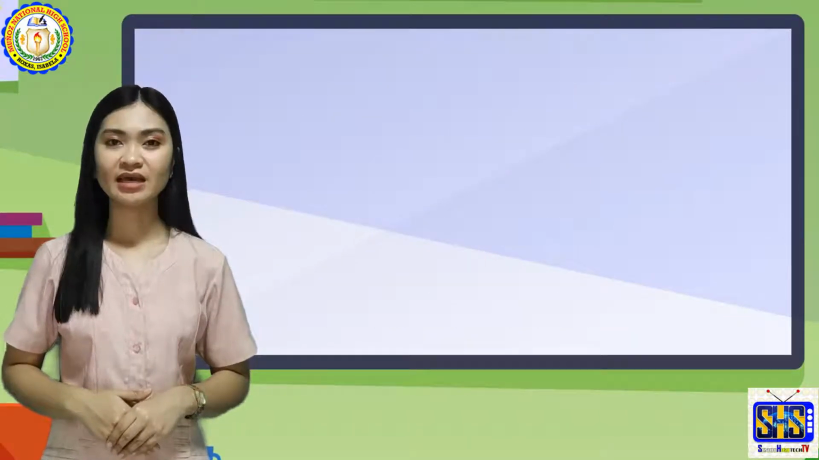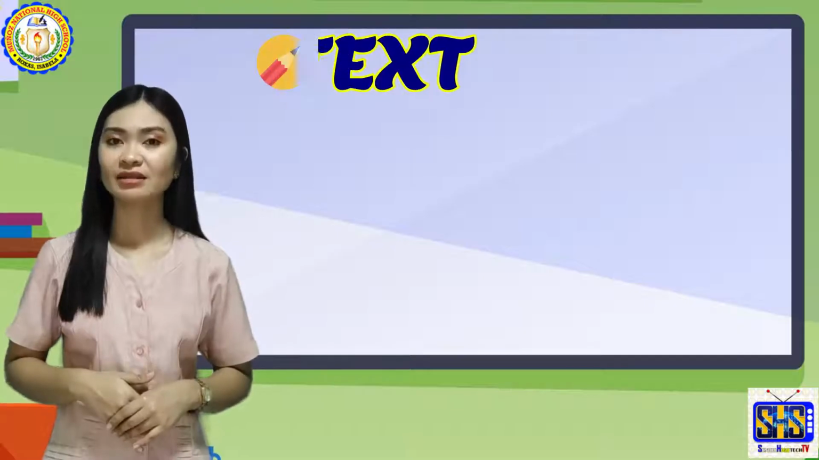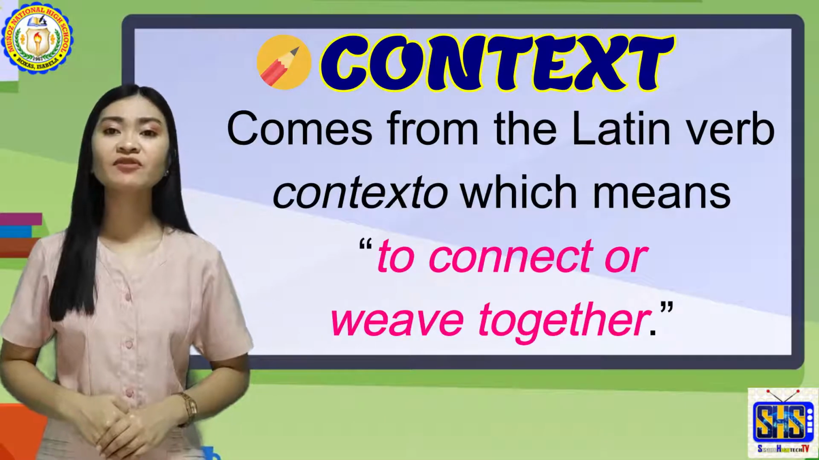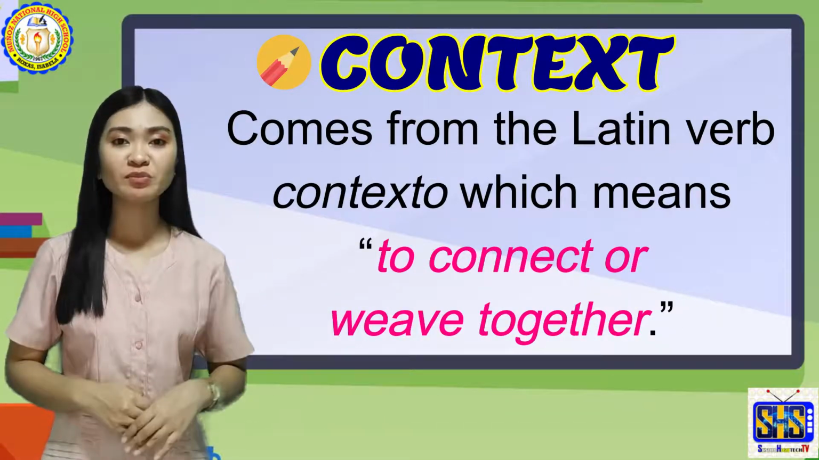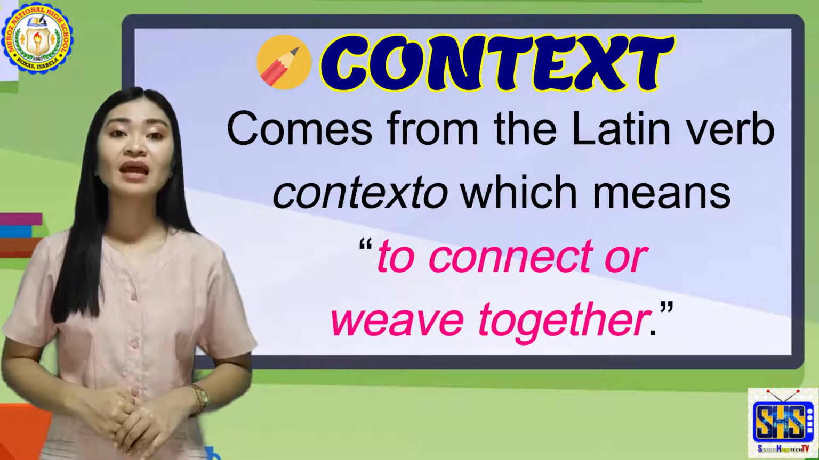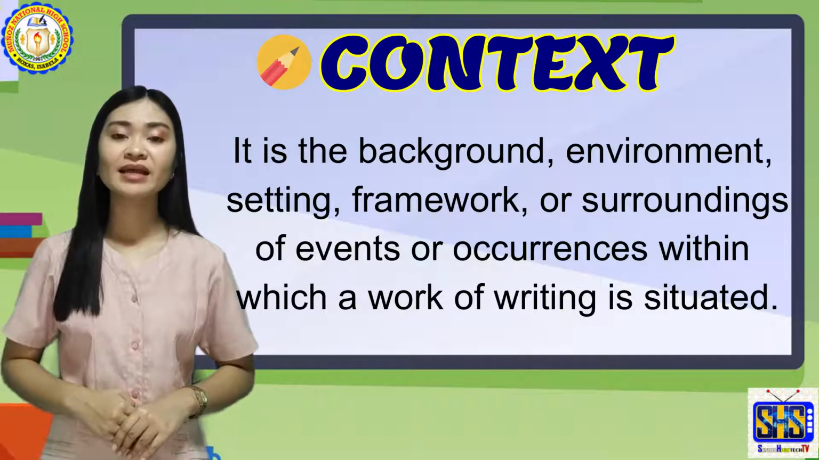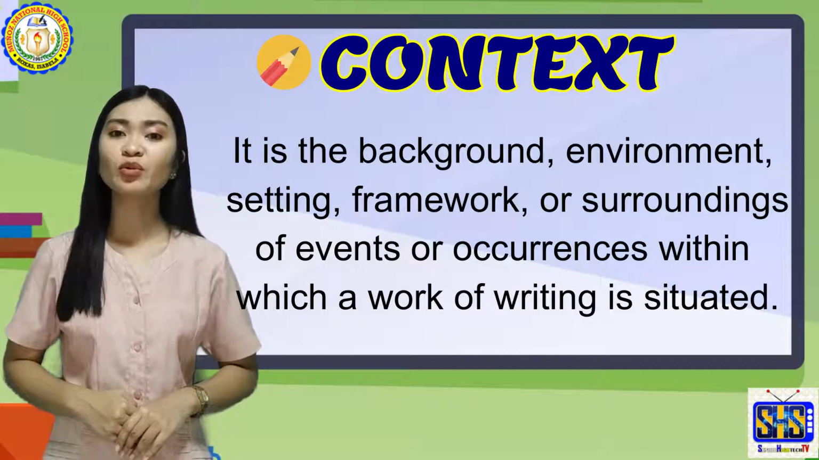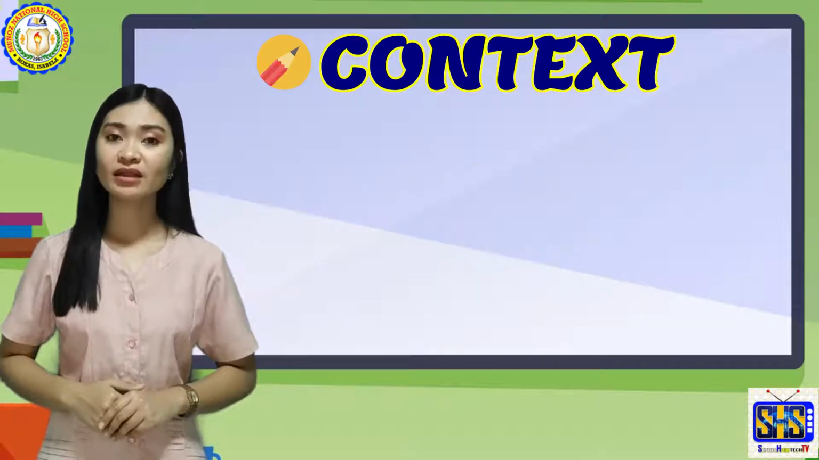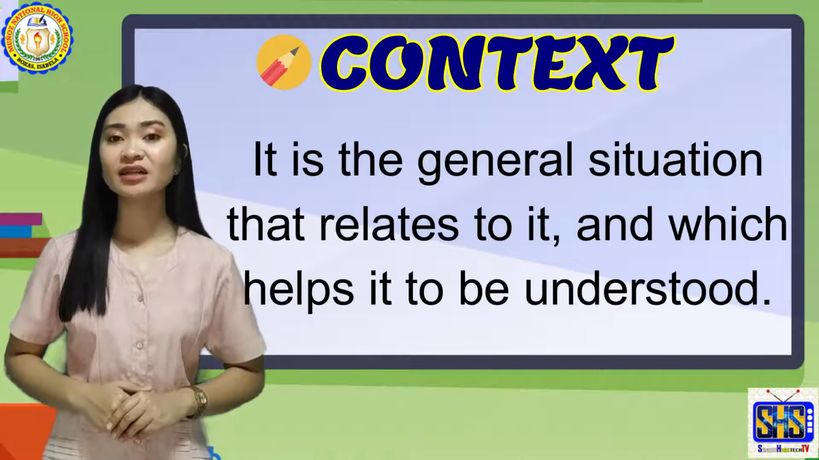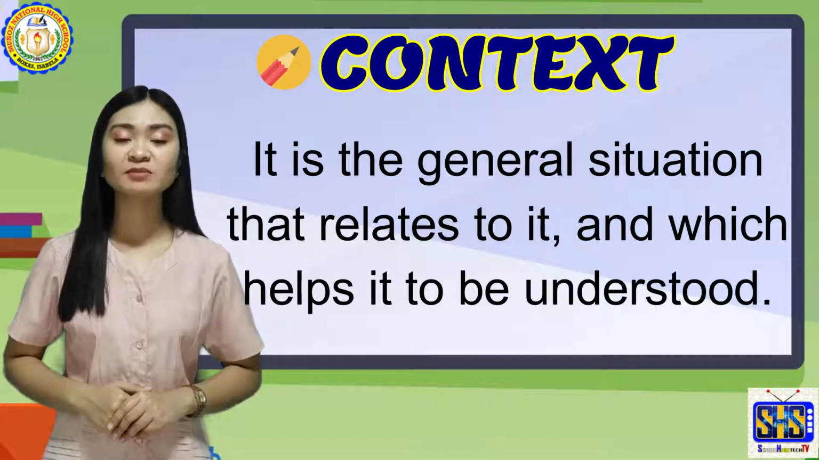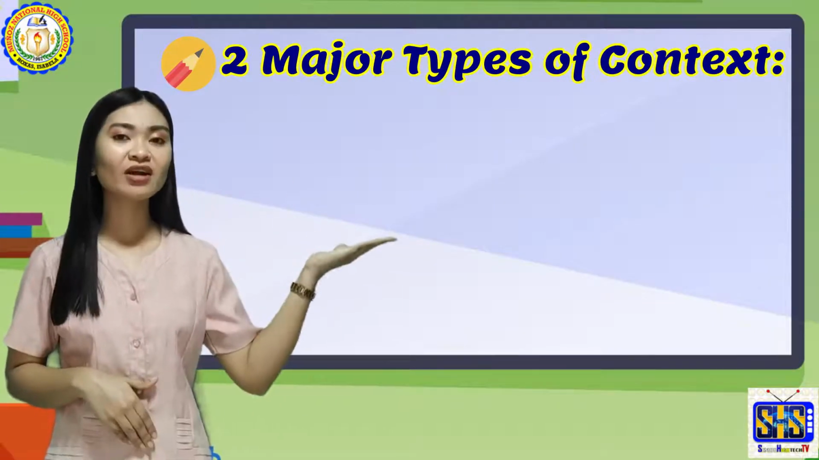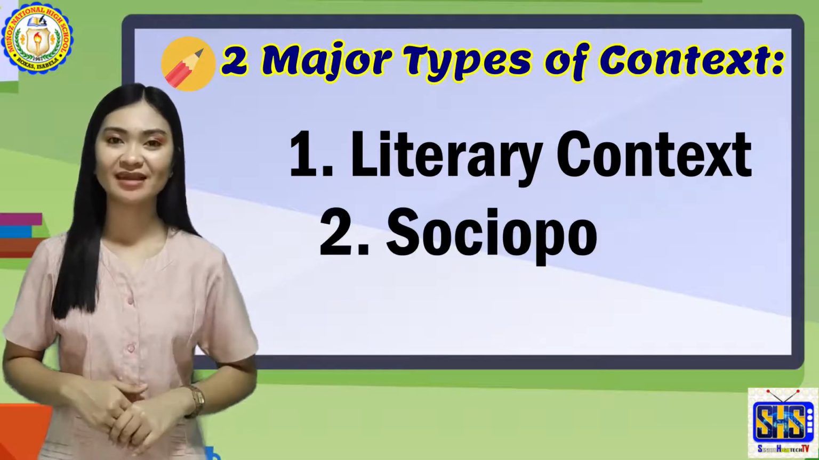In writing a craft essay, it is important to consider the context. What is context? The English word context comes from the Latin verb contexto, which means to connect or weave together. It is the background, environment, setting, framework, or surroundings of events or occurrences within which a work or sentence is situated. The context of an idea or writing is the general situation that relates to it and which helps it to be understood. We have two major types of context: the literary context and the socio-political context.